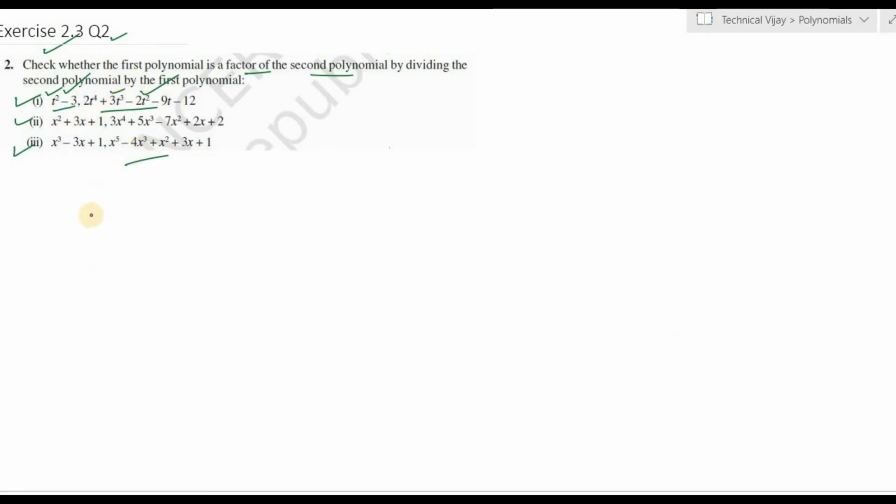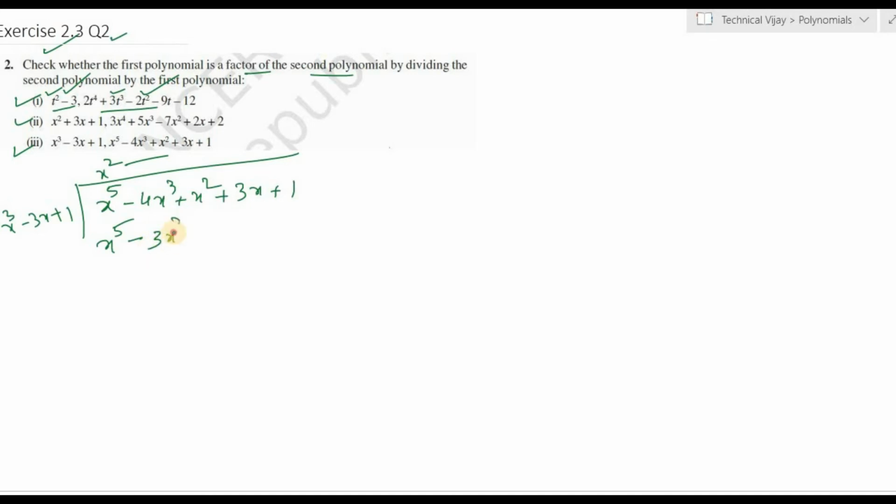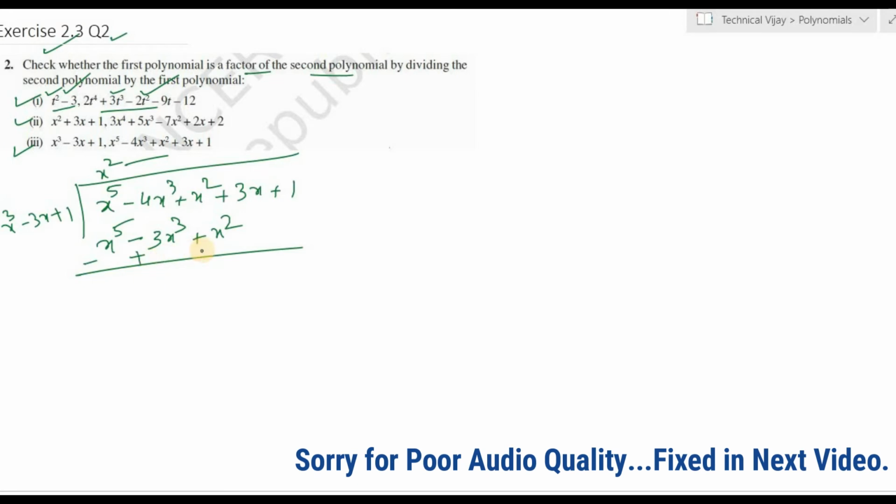Here x to the power of 5 minus 4x cube plus x square plus 3x plus 1. This is to be divided by the first polynomial, that is x cube minus 3x plus 1. So for x cube to give x5, x square will multiply. So x to the power of 5 minus 3x into x square is minus 3x cube, plus x square. So minus plus minus, this is cancelled. Minus 4x cube plus 3x cube is minus x cube.